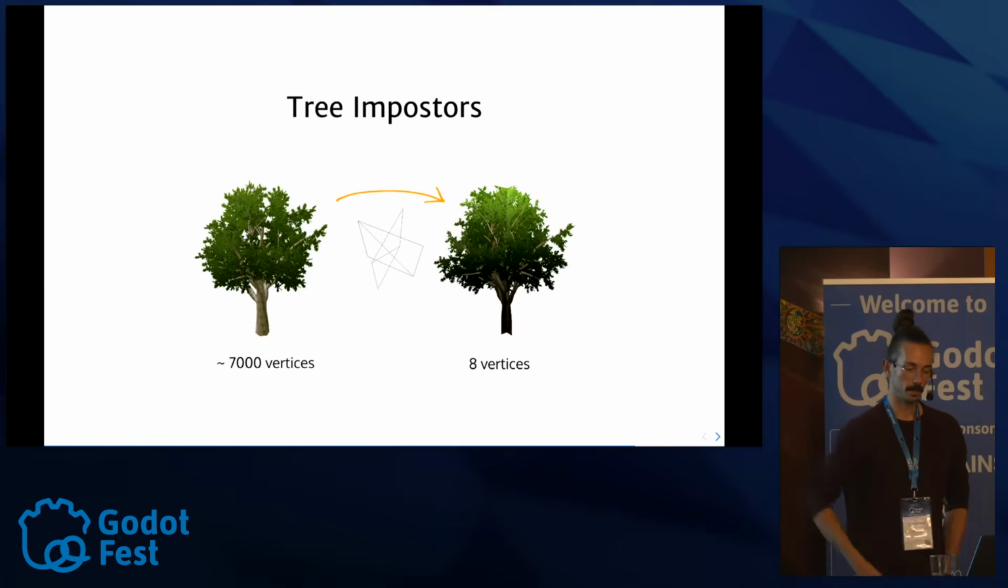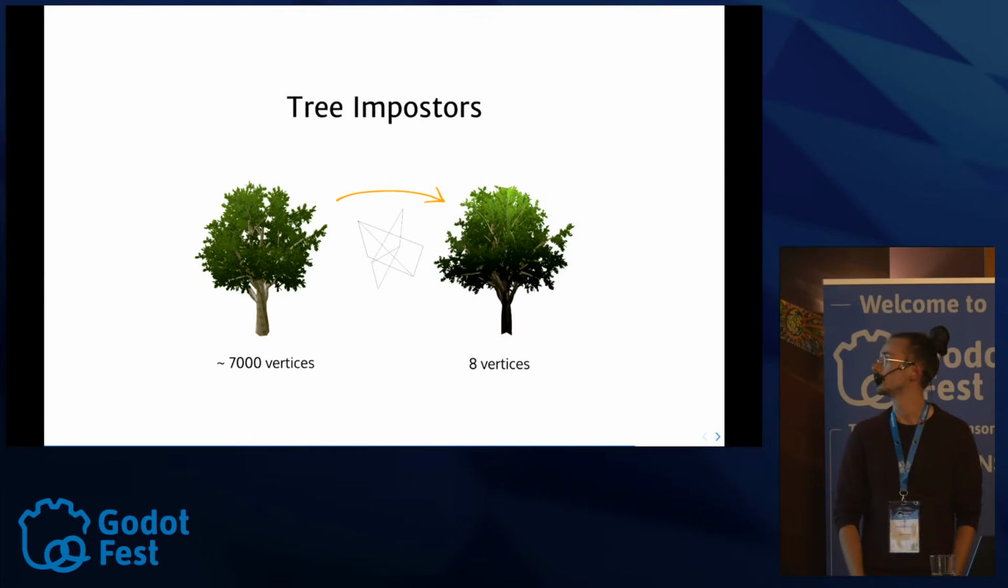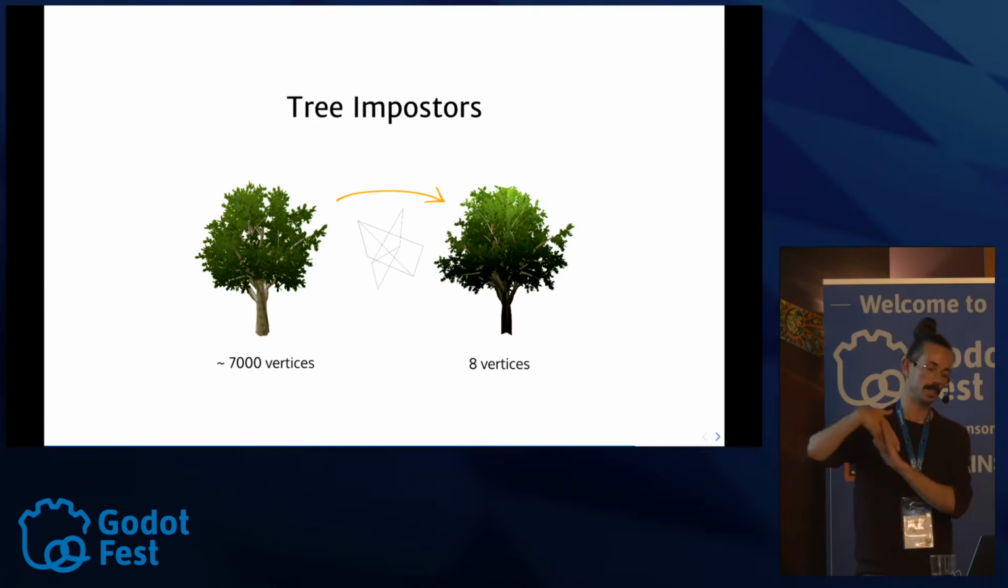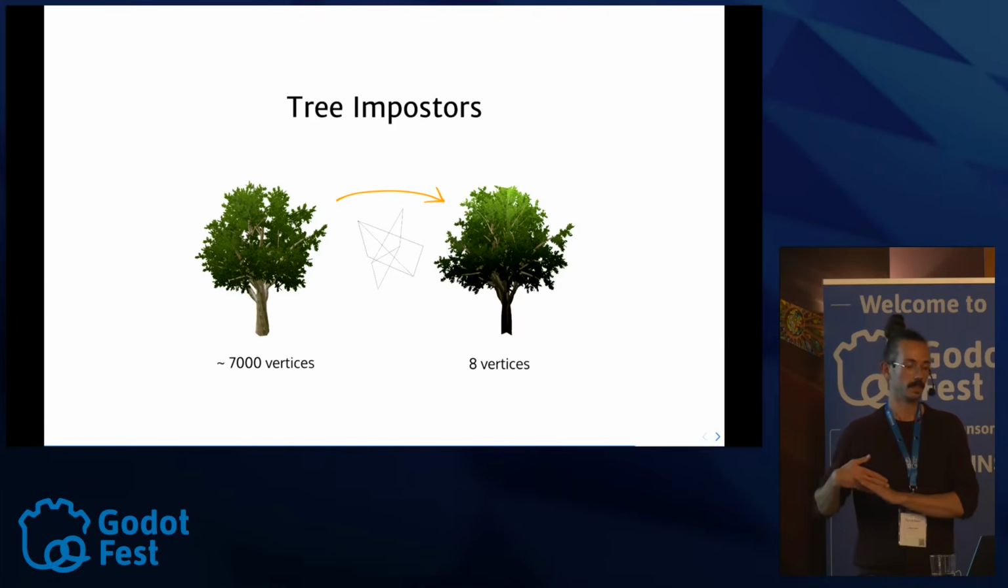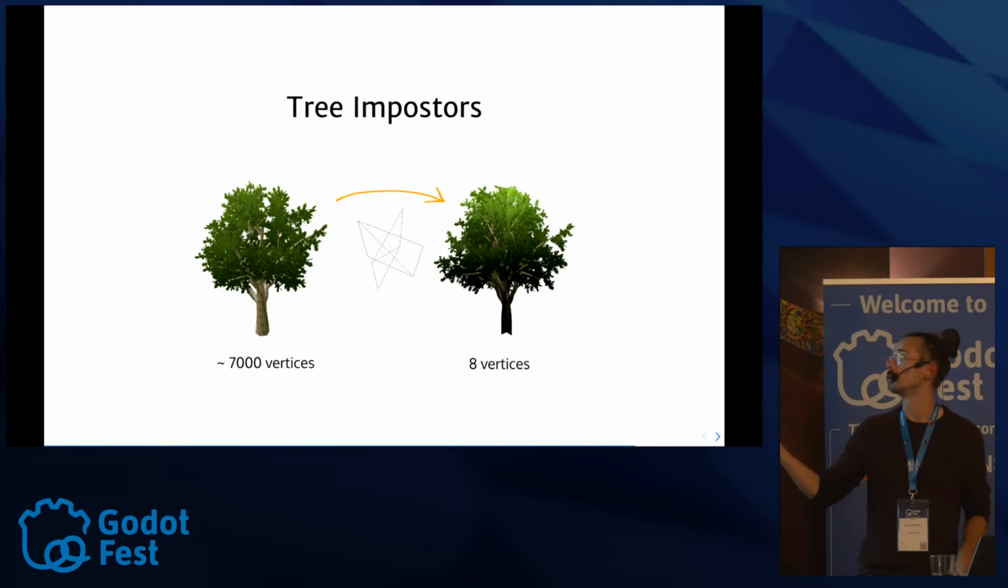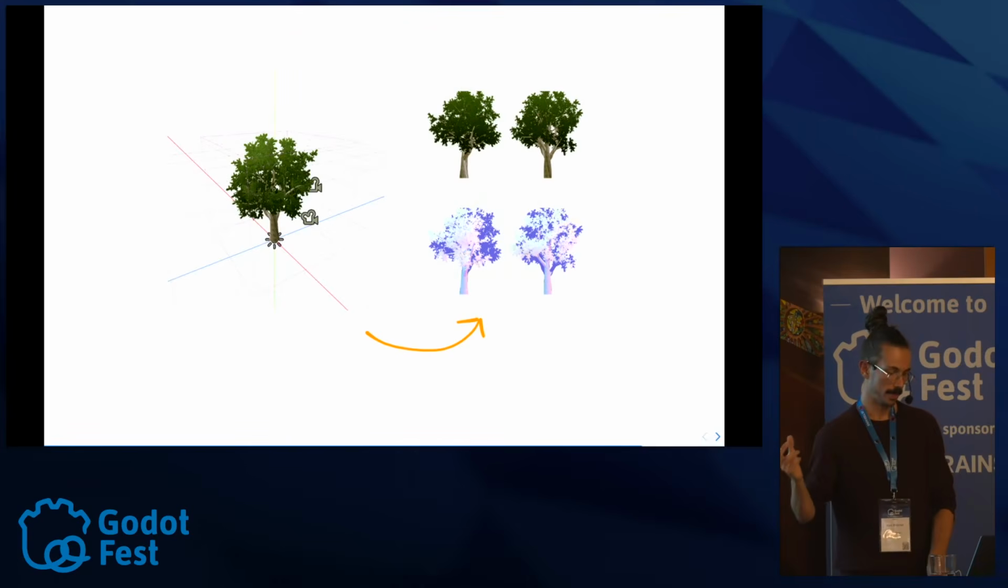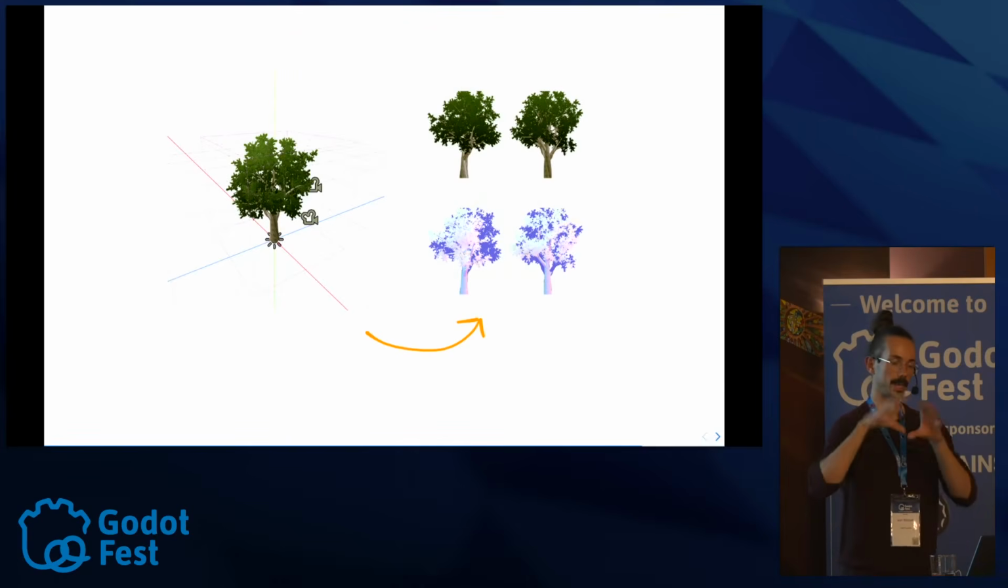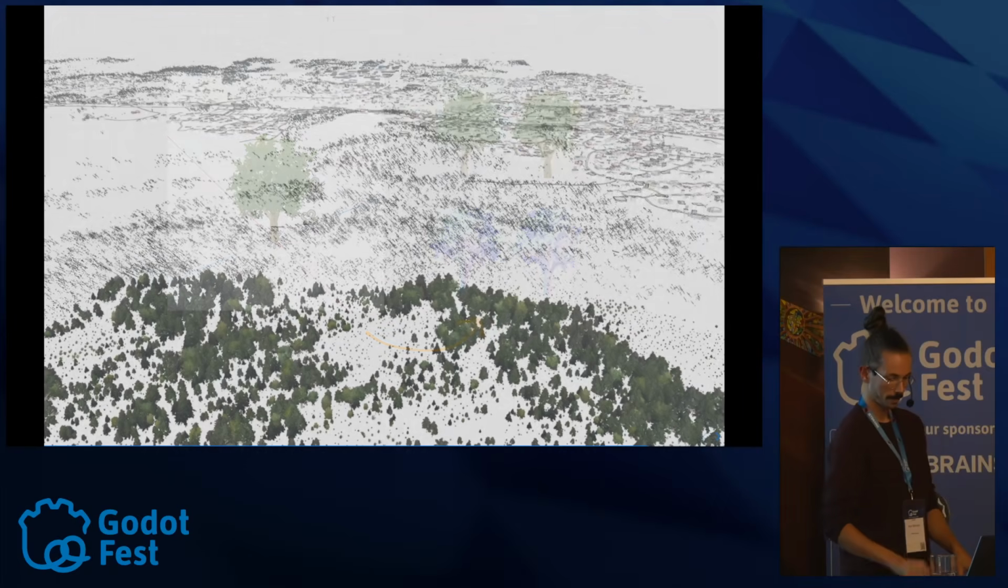This is what our tree imposters look like. On the left here you see the original tree, and on the right it's just 2 quads crossed with each other. So it's just 8 vertices, but textured with a very similar texture as the original tree. And we actually bake this texture right in Godot. So we have a utility scene that just uses 2 orthographic cameras, which bake the albedo texture and the normal map. And that way we get our billboard textures, which really match the geometry quite closely.